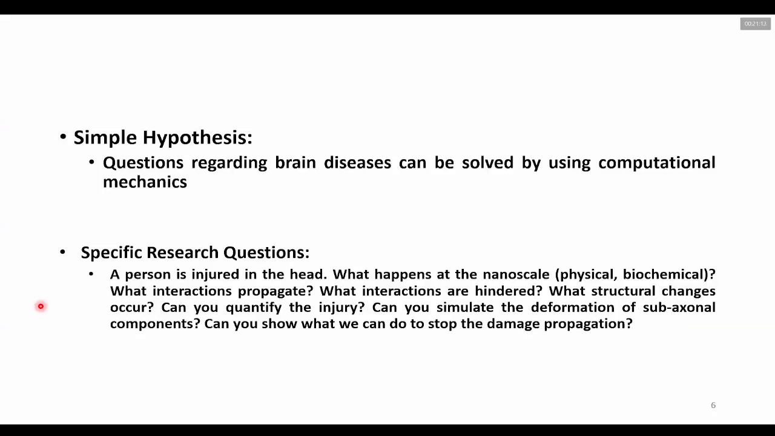And at the end of the day, we want to cure the damage. So what can we do to stop the damage propagation? How can we heal the brain? How can we trigger the healing mechanism of the brain? So there are so many questions you can ask. Some of these are already answered. You have to find which questions are not answered so that you can be the connecting dot to solve possibly a high-scale research question 5 years down the line.